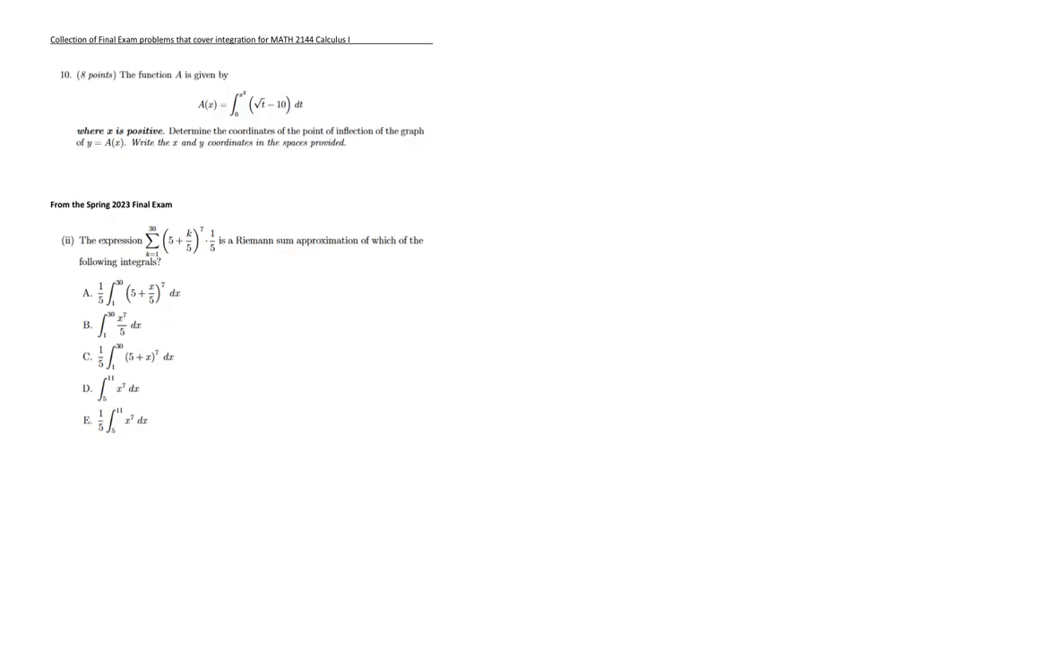Okay, so here's the next one. The function A of x is given by that function where x is positive. Determine the coordinates of the point of inflection of the graph. Okay, so what I need is A double prime. So what is A prime of x? Well, that's going to be the derivative with respect to x of the integral from 0 to x squared of square root of t minus 10 dt.